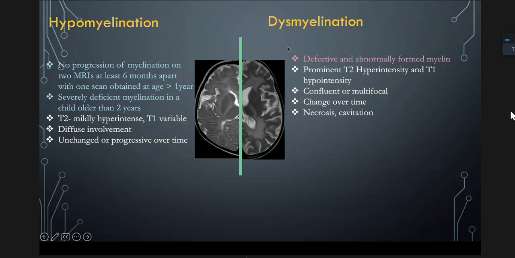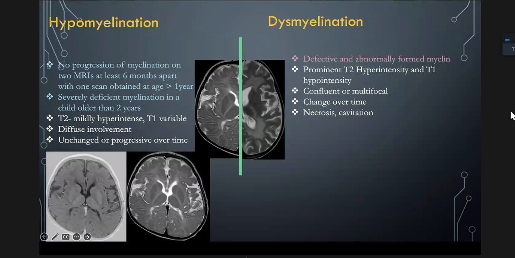Now, as compared to that, in dysmyelinating leukodystrophy, there is defective and abnormal myelin which is formed. So the signal on T2 will be extremely hyperintense. The T1 signal will be hypointense. The lesions can be confluent or multifocal, usually confluent. They will change over time. There will be necrosis, cavitation, and in the end, there will be atrophy. So these are the examples.